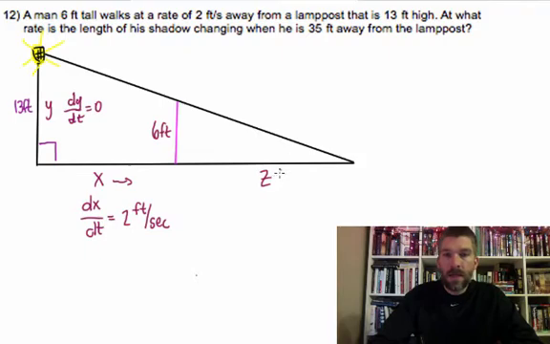Okay, and then lastly, we want to know how his shadow is changing. So that's this guy right here. That's dz/dt. This is our question: how is this guy changing? So we've got to figure out a way to relate all this stuff together. And by the way, we know that x has to be 35 feet.